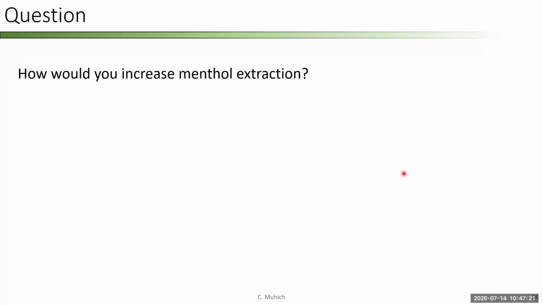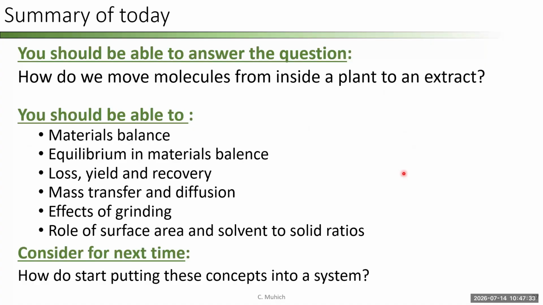All right, with that, I'm going to leave you with this question: we've spent a lot of time talking about menthol, how would you think about increasing menthol extraction? At the end of today, hopefully you now have an idea about doing materials balances, thinking about equilibrium and materials balances and where that fits in, thinking about loss and yield. We spent a fair amount of time talking about mass transfer and diffusion, and then the effects of various processes like grinding and solvent amounts on mass transfer and diffusion.